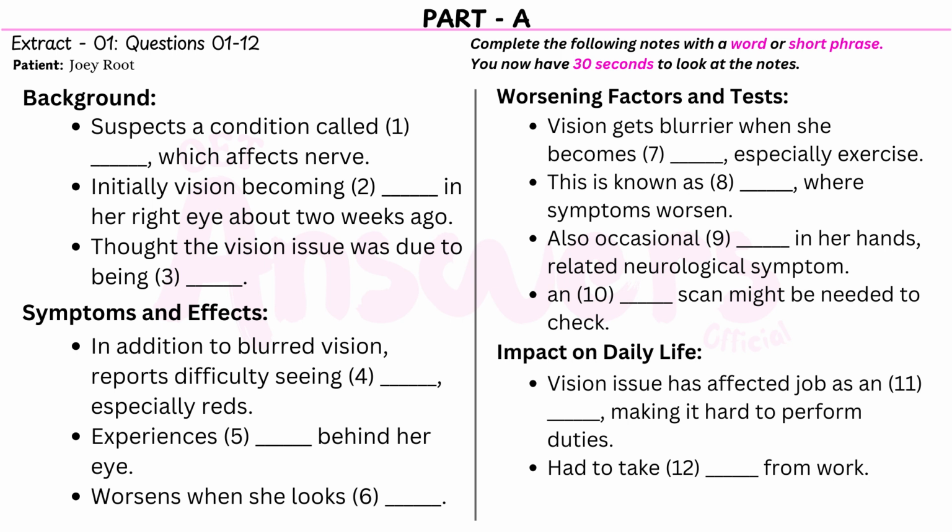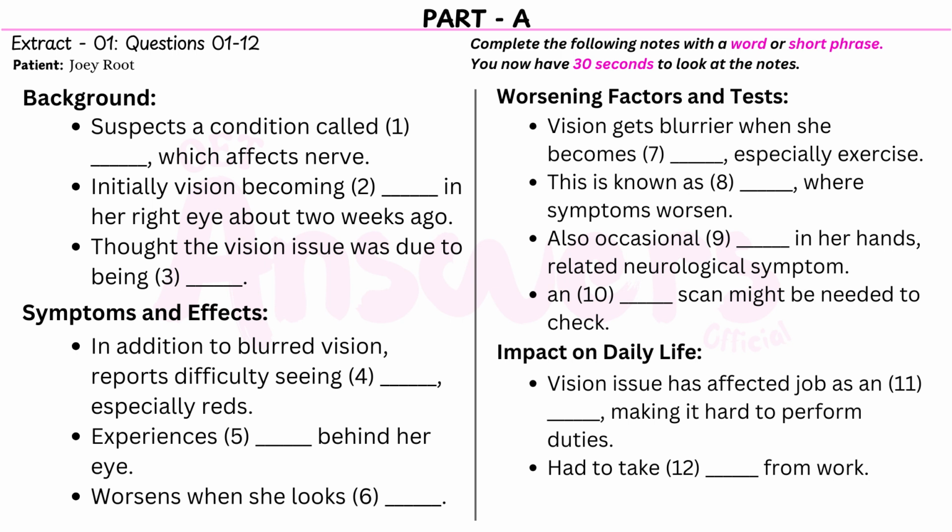Was it just the blurriness, or did you notice any other changes? Well, after the blurriness started, I began having trouble with colours. They looked faded or washed out, especially reds. I'm also feeling some pain behind my eye, mostly when I move it. It's not unbearable, but it's uncomfortable, and the pain seems to get worse when I look up or to the sides. That's helpful to know.